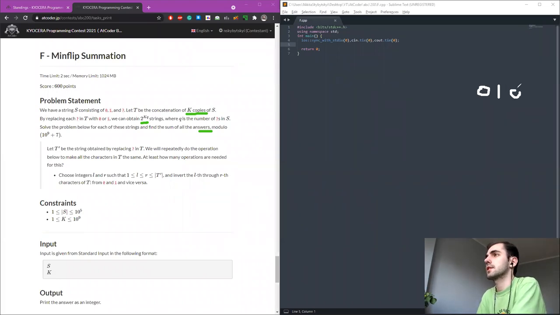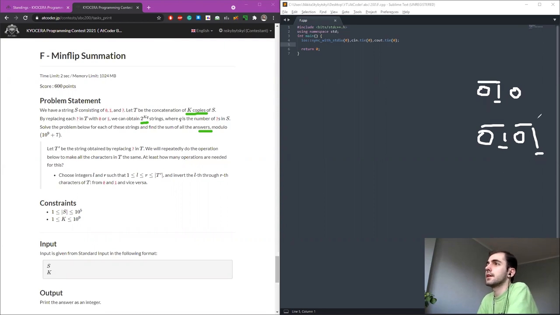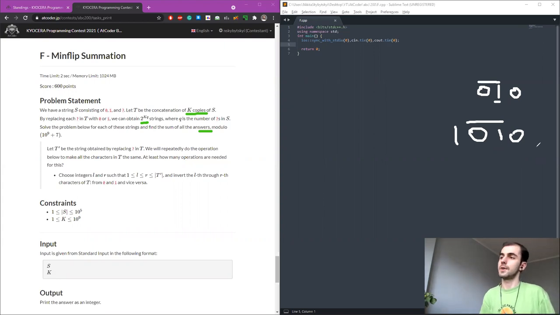Because if the string is like this, then inverting this solves, and we have one such group. If the string is like this, then we have two such groups, and clearly, inverting this and this solves. We can always solve if we have that many, but what if we have 1, 0, 1, 0? We only have one such group, but we cannot solve more. Well, that's disappointing.